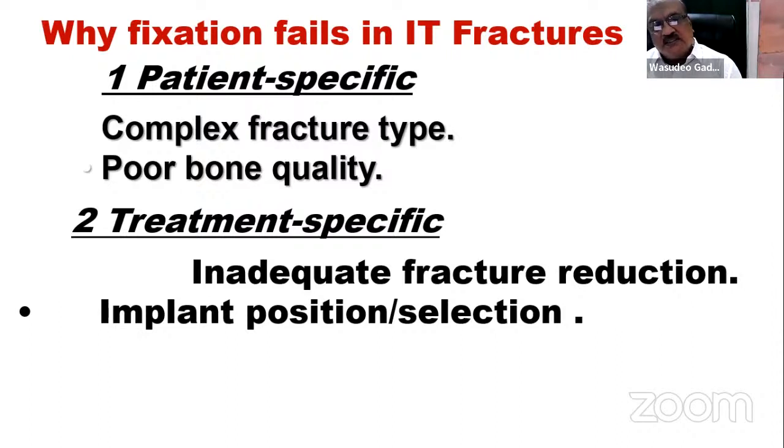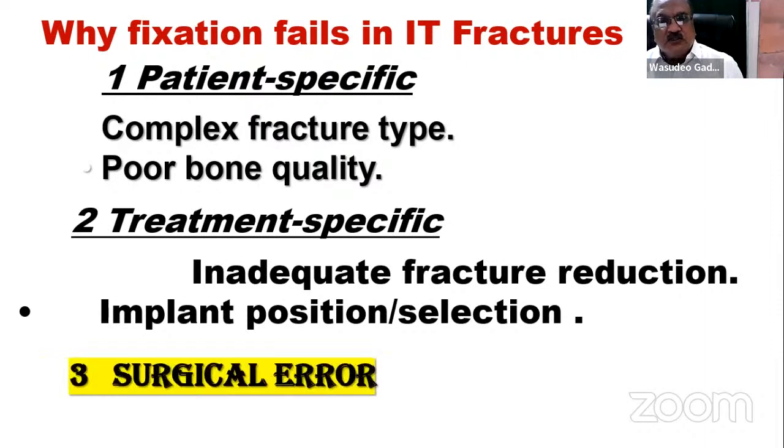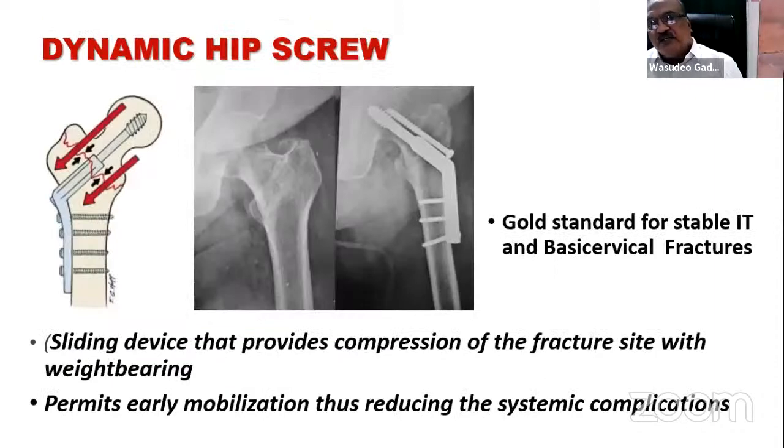These three factors are in the hands of the surgeon, where you can improve the reduction, you can choose the implant, and you can also reposition the implant in a particular position, and decide which type of implant should be used, whether intramedullary, extramedullary, or a prosthetic replacement. But the last and most important complication you face, which is not described in literature, is surgical error. Surgical error in our setup is the most common cause of failure of any implant in intertrochanteric fracture. Now, is the dynamic screw a gold standard for intertrochanteric and basicervical fracture?